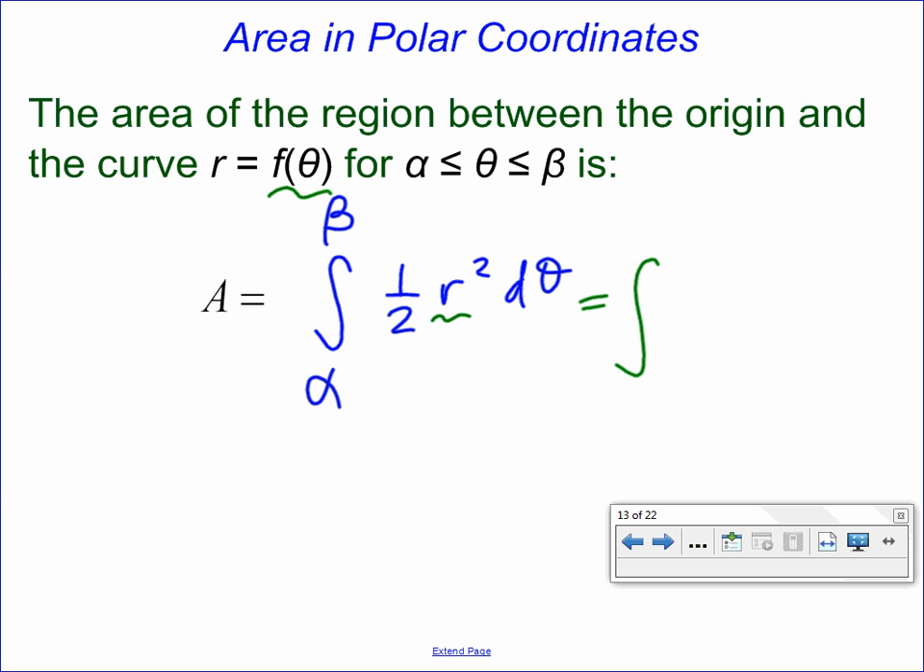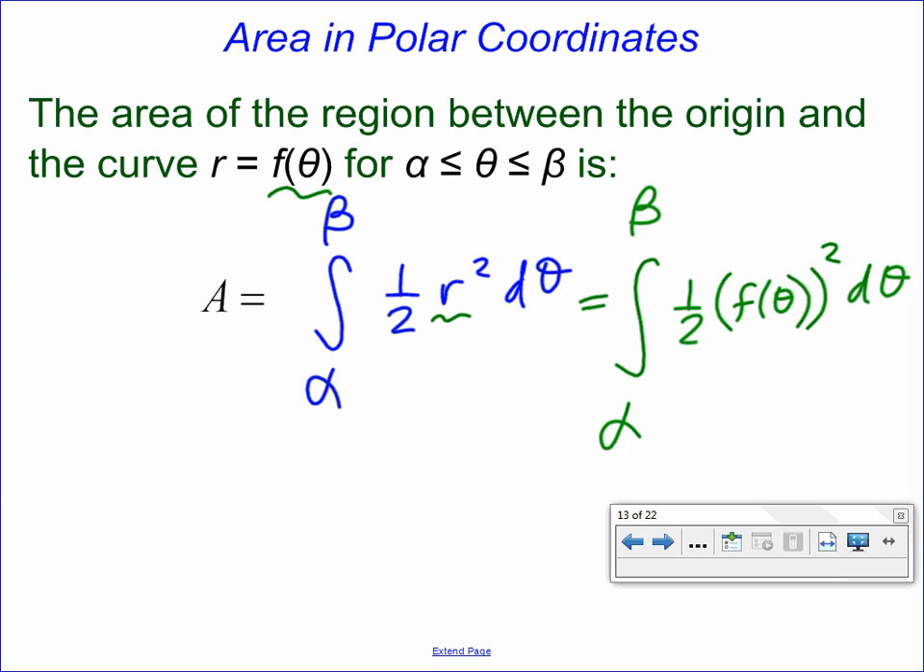So typically we'll see this, right? We'll end up plugging in our f of theta function, whatever it is, in for r squared. So from alpha to beta of 1/2 f of theta squared d theta. And that comes directly from our area of a sector back from geometry. So we generated that from the ground up in the hopes that it would stick.